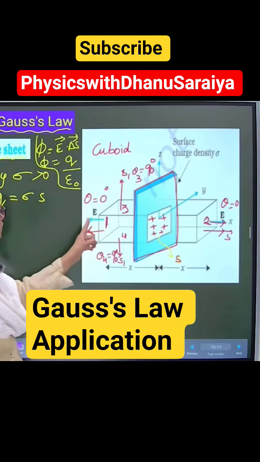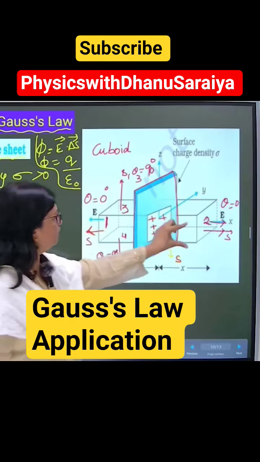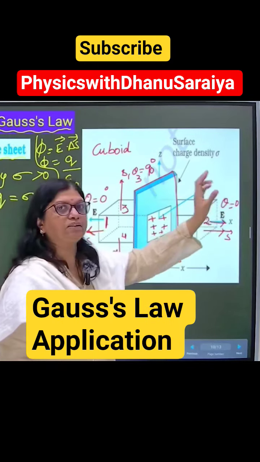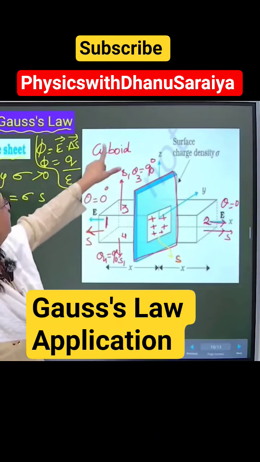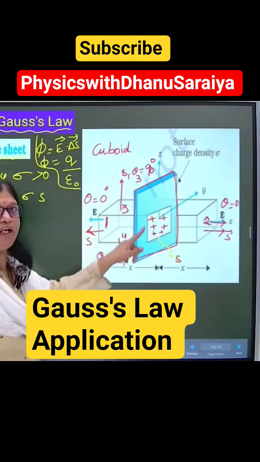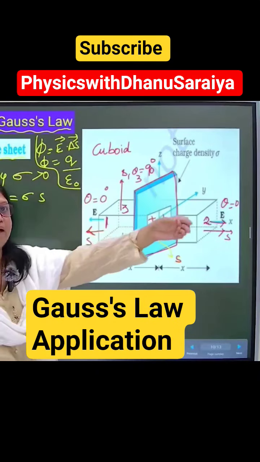Clear? For surface 1, the angle between E and S is 0 degrees. For surface 2, the angle between E and S is also 0 degrees. For surface 3, the angle between S1 and E is 90 degrees. Cos 90 is 0, so that flux need not be considered.